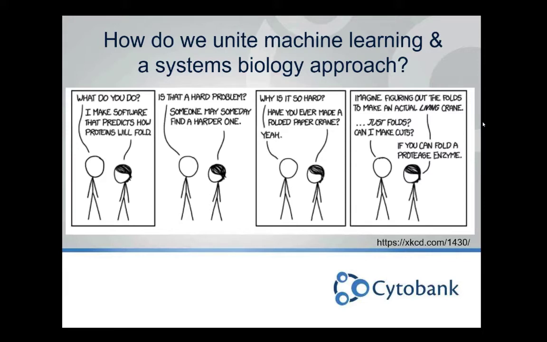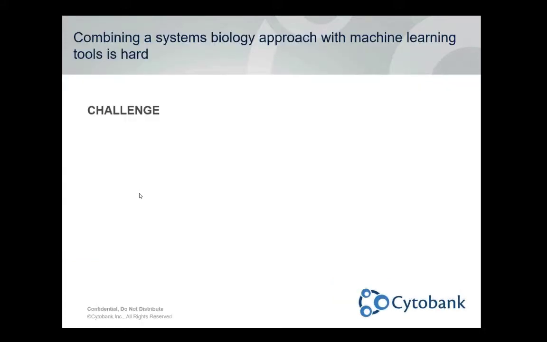So how do we combine this systems biology approach with machine learning? For you XKCD fans, this is a cartoon depicting this poor data scientist describing the challenge of trying to create a machine learning tool, software that predicts how proteins will fold, and how this is a very challenging problem, to develop and use these machine learning tools to tell us how proteins or how the human body functions in a living, breathing person.